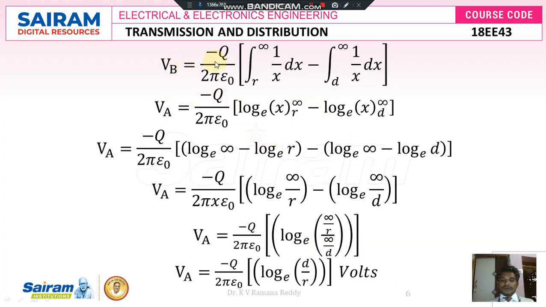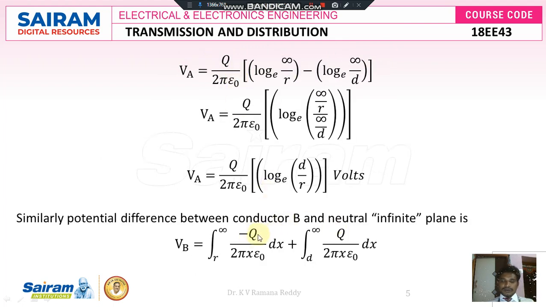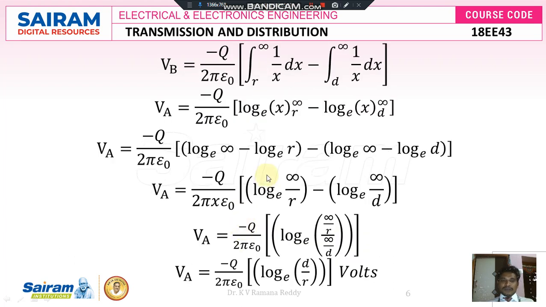VB is equal to minus Q divided by 2 pi epsilon naught. Here I have taken minus as common. Then the first term becomes positive and the second term becomes negative. Therefore minus Q divided by 2 pi epsilon naught of integral R to infinity 1 by x dx minus integral d to infinity 1 by x dx. So once again VA is equal to minus Q divided by 2 pi epsilon naught of integral of 1 by x dx, I can write like log of x. So log of base e of x, that is ln of x, R to infinity, minus the same again, integral d to infinity 1 by x dx, log of base e of x, d to infinity.